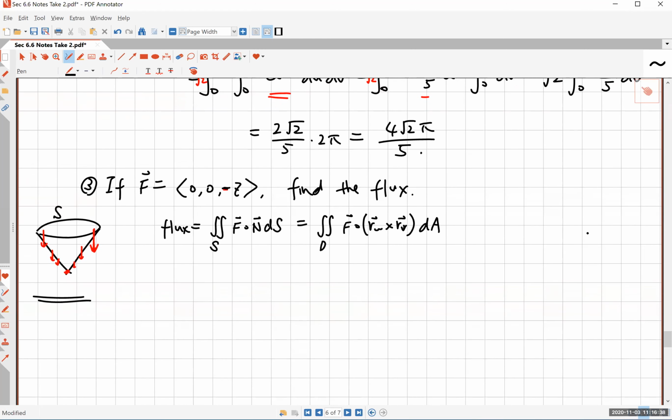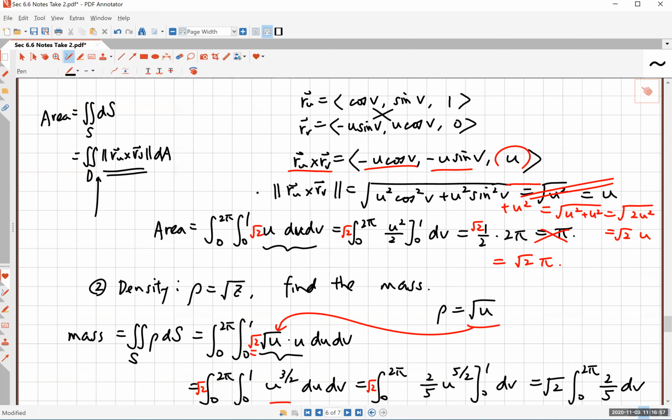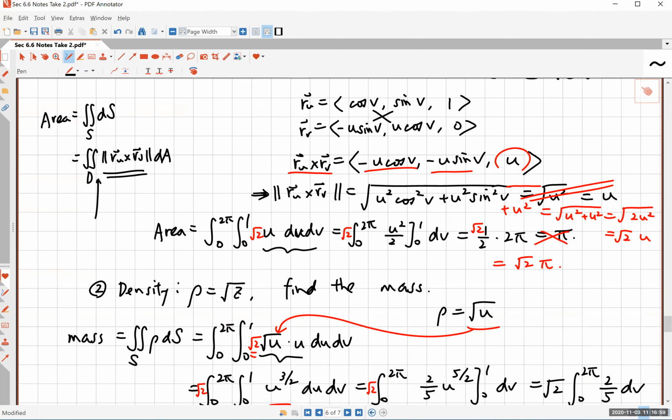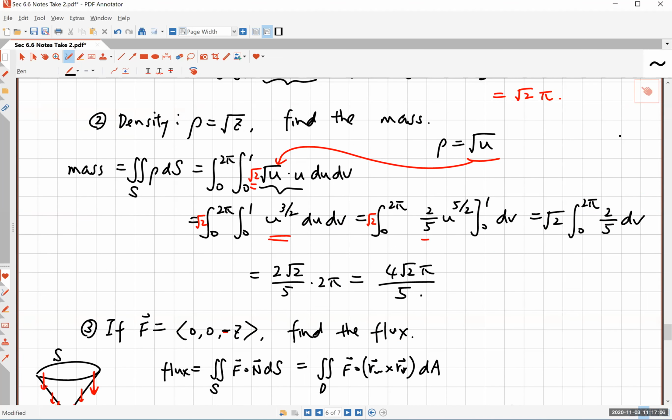Okay, so what we are doing is, remember r_u cross r_v. In our case, r_u cross r_v was negative u cosine v, negative u sine v, u. Now, how do you know that? Well, because we already calculated that, right? Instead of going this far, we stop right here, okay? And so you write down that three-dimensional vector. That's what this is, okay?